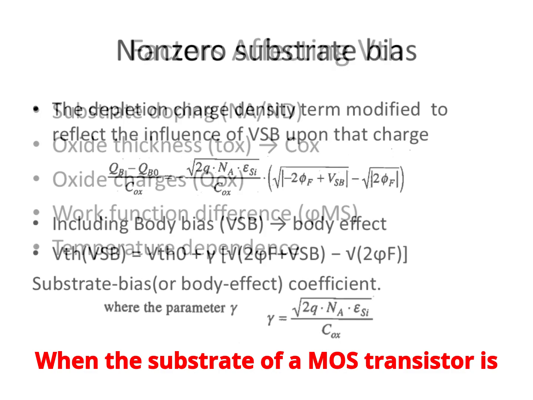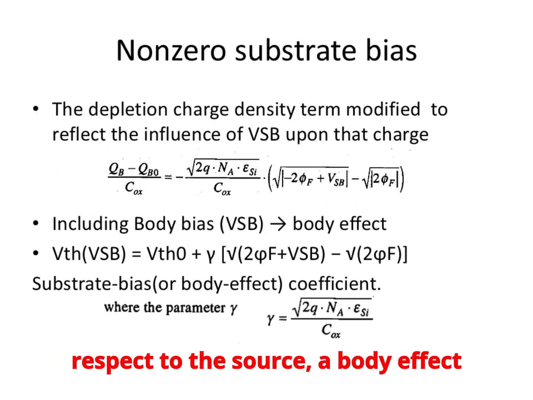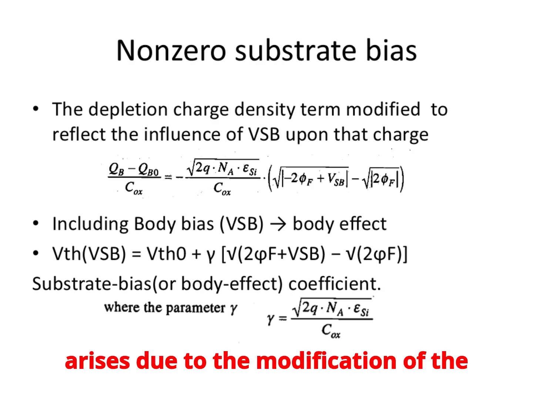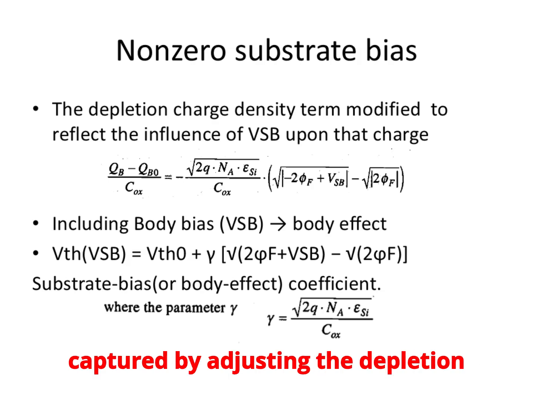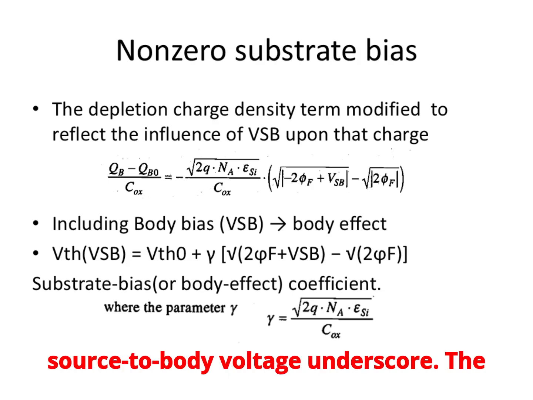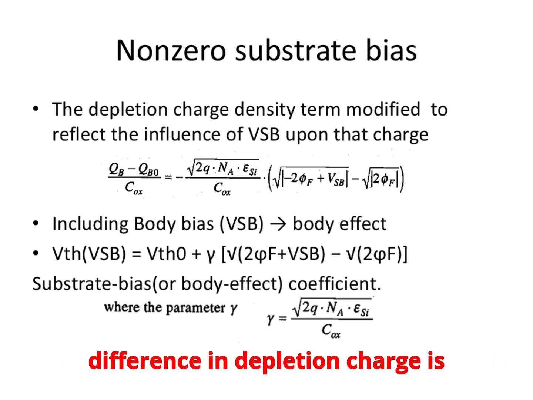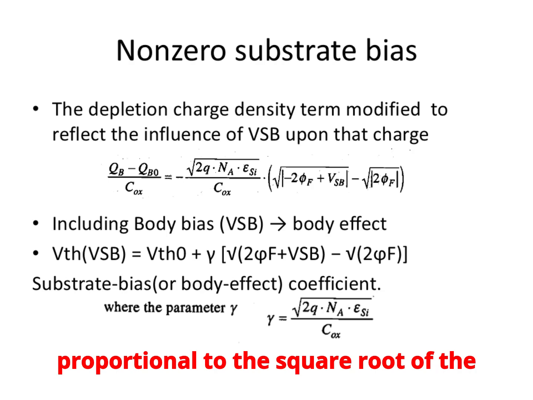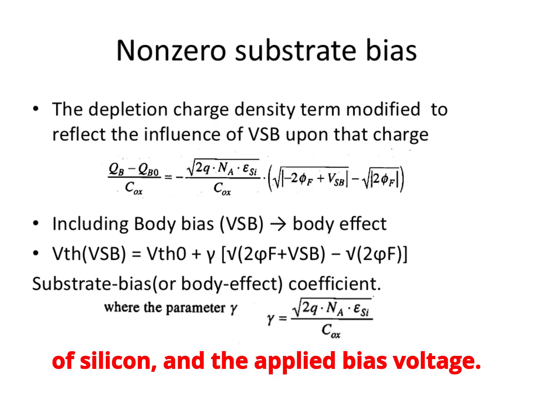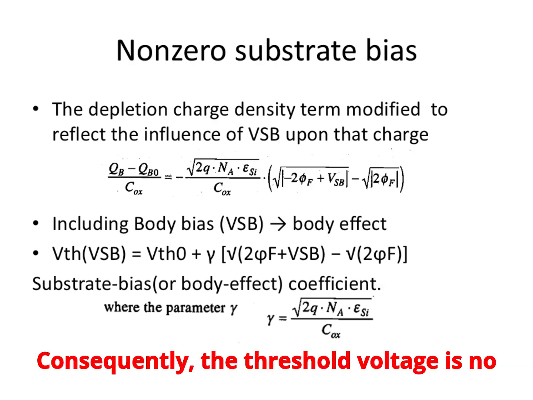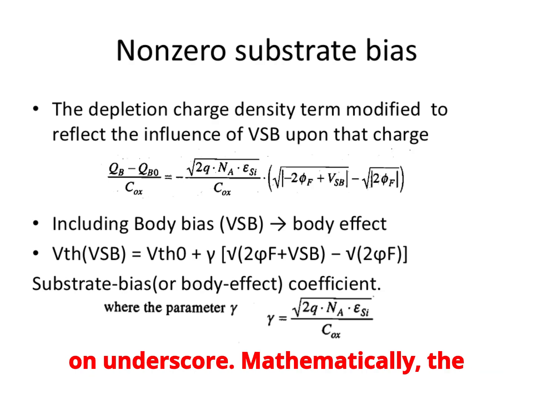When the substrate of a MOS transistor is biased at a non-zero potential with respect to the source, a body effect arises due to the modification of the depletion charge density. This effect is captured by adjusting the depletion charge term to account for the source-to-body voltage VSB. The modified charge expression shows that the difference in depletion charge is proportional to the square root of the doping concentration, dielectric constant of silicon, and the applied bias voltage. Consequently, the threshold voltage is no longer a constant but becomes dependent on VSB.